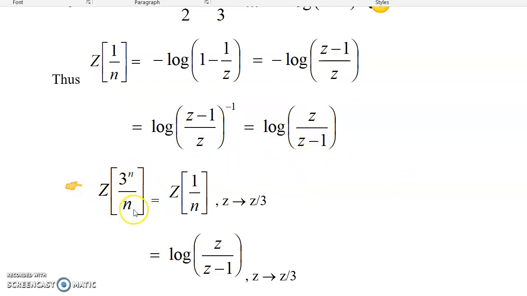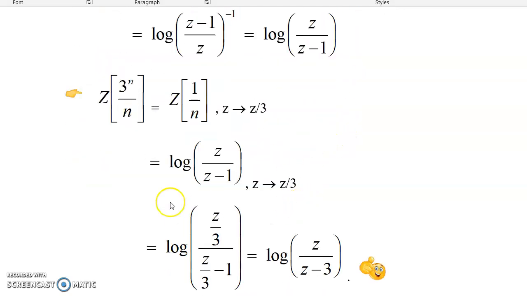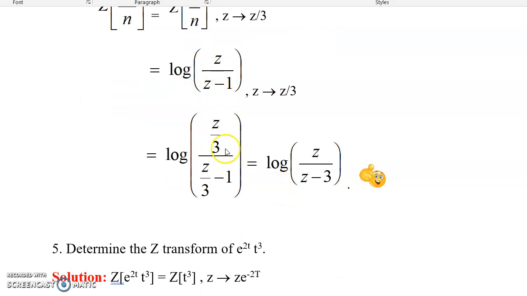Hence z of 3 power n by n is going to be z of 1 by n, where z goes to z by 3. See, this is z of 1 by n. Let us substitute that answer which we have evaluated. And in this answer, we should apply z goes to z by 3. And just simplify. So the final answer is going to be log of z by z minus 3.